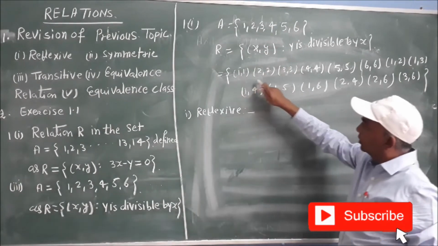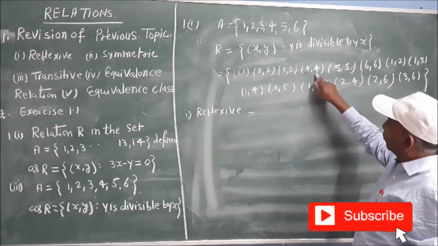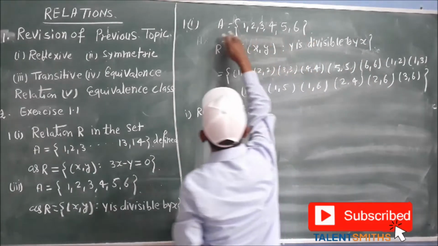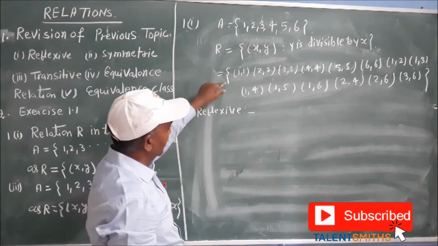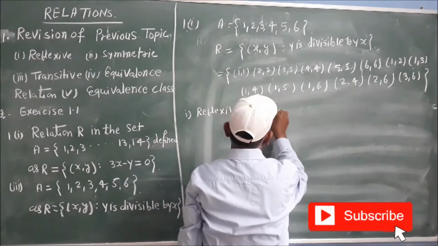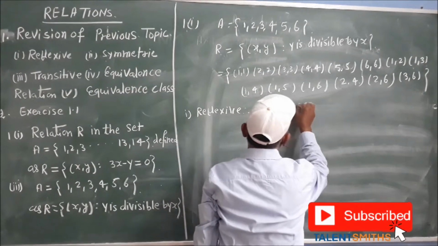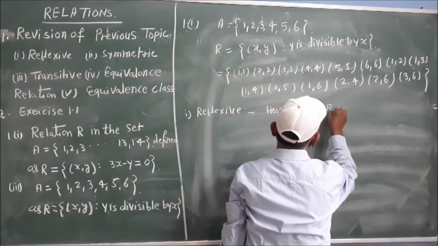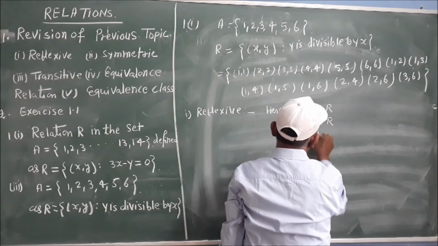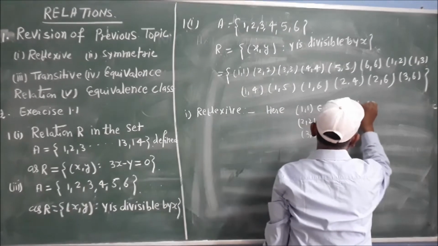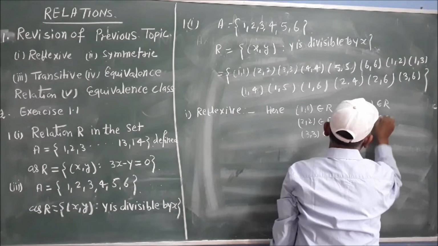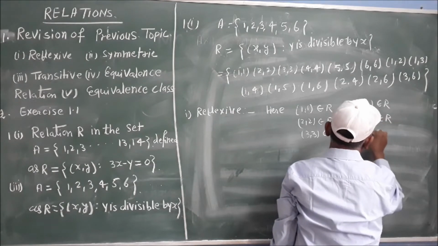So check here, (1,1) is here, (2,2) is here, (3,3) is here, (4,4) is here, (5,5) is here and (6,6) is also here. So each element is related to itself in the relation. So we can say that this R is reflexive. So you can say here (1,1) belongs to R, (2,2) belongs to R, (3,3) belongs to R, (4,4) belongs to R, (5,5) belongs to R, (6,6) belongs to R.